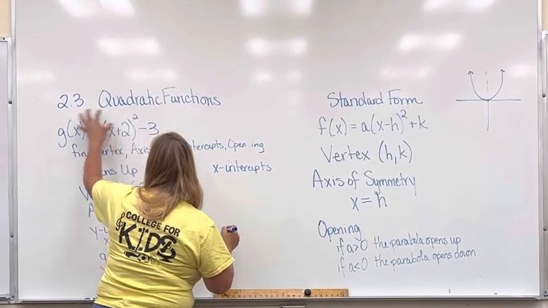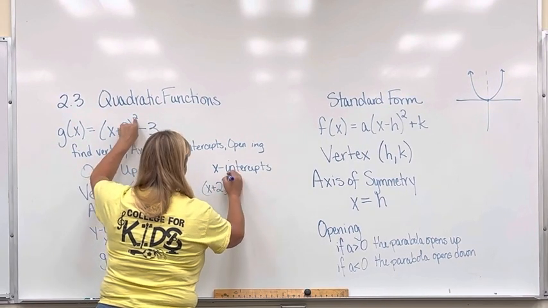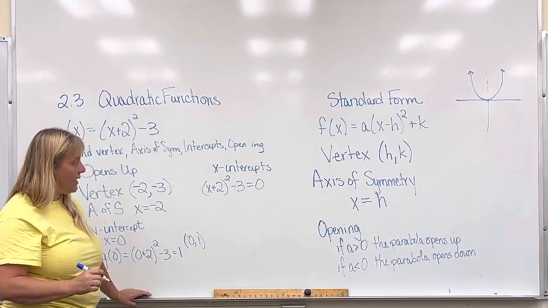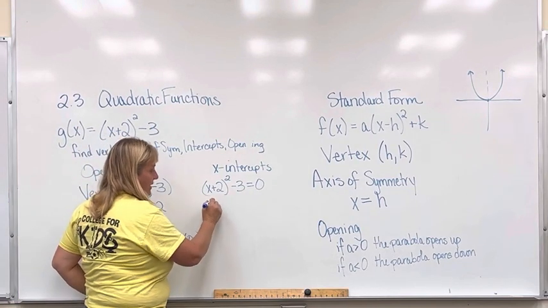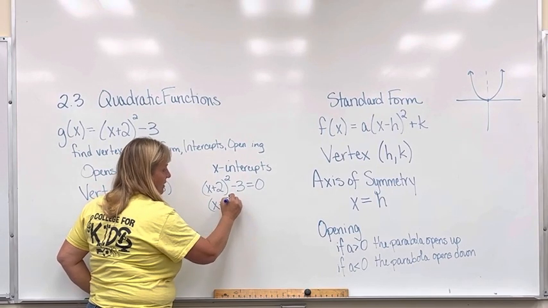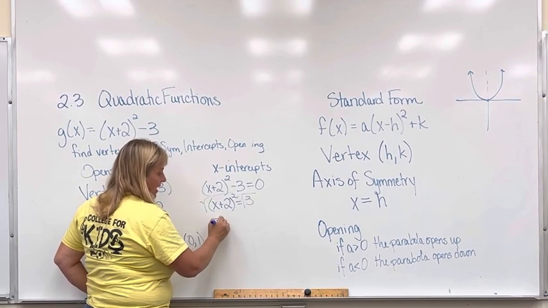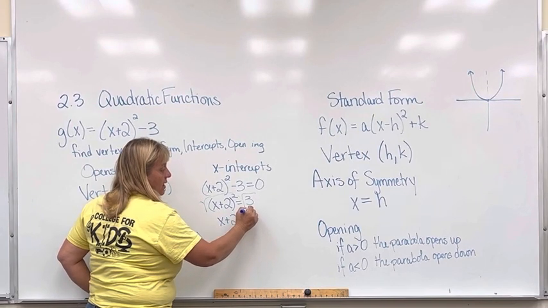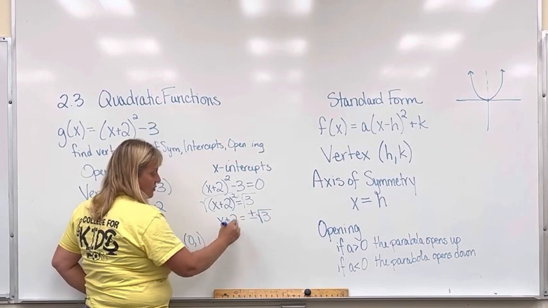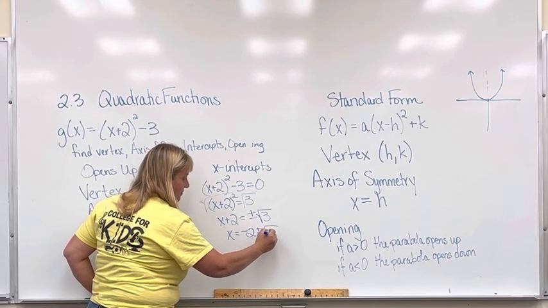Now, trying to fit this all into this little space, if we want the x-intercepts, then we're going to set this guy equal to 0. So we're going to say x plus 2 squared minus 3 equals 0. And here we're going to have to solve this out. So we can add the 3 to both sides. So we have x plus 2 squared equals 3. And then we can take the square root of both sides. So x plus 2 is going to be plus or minus the square root of 3. And then we can subtract the 2. So we get x is equal to minus 2 plus or minus the square root of 3.